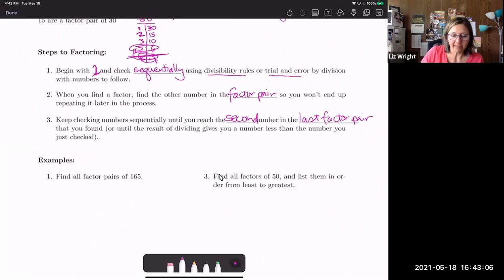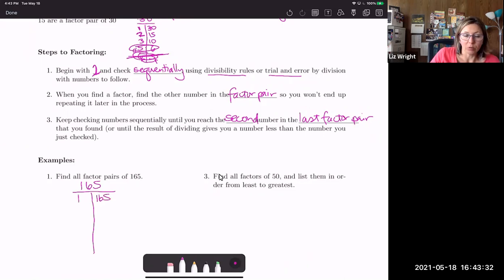All right, so we're going to find the factor pairs. Some of these we're going to do together and some of these I'm going to have you guys do on your own. Let's do this first one together. So we're going to find the factor pairs of 165. So I want you to write 165 and then you're going to do a T chart here. And we're going to do 1 and 165. We know it starts there.